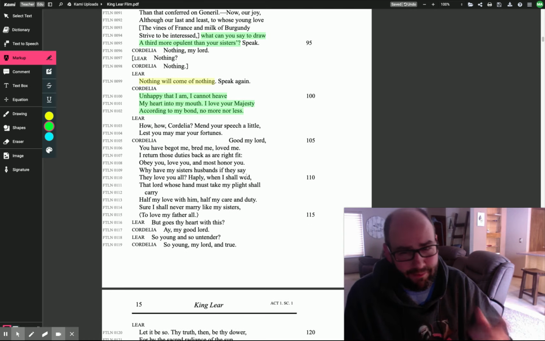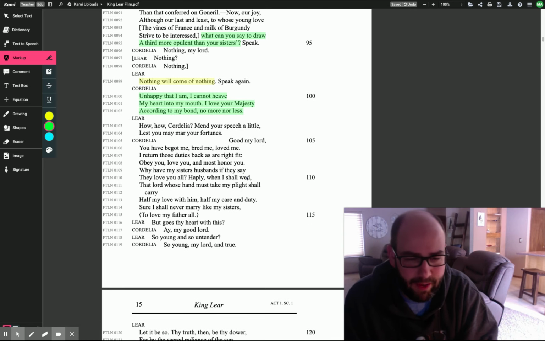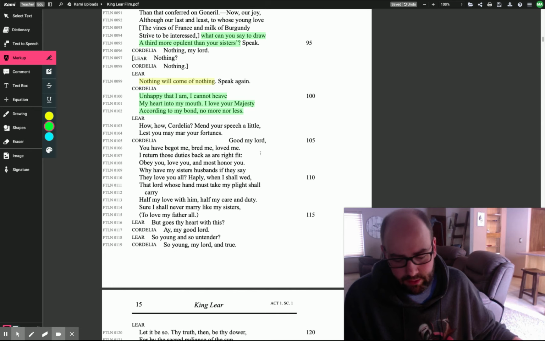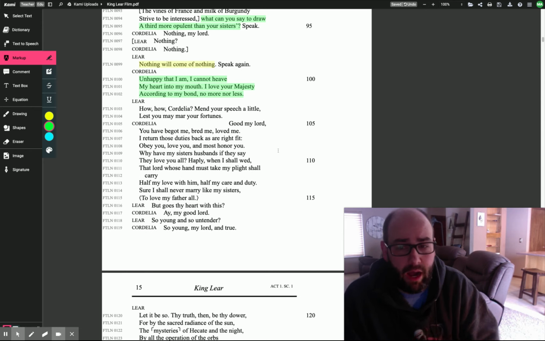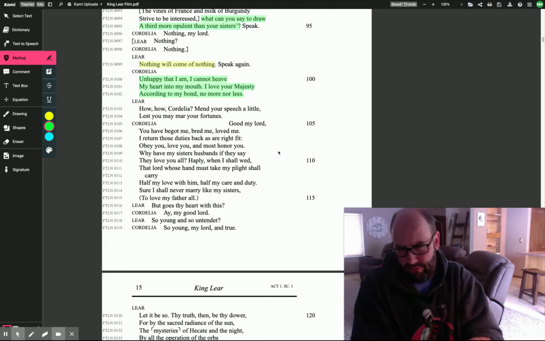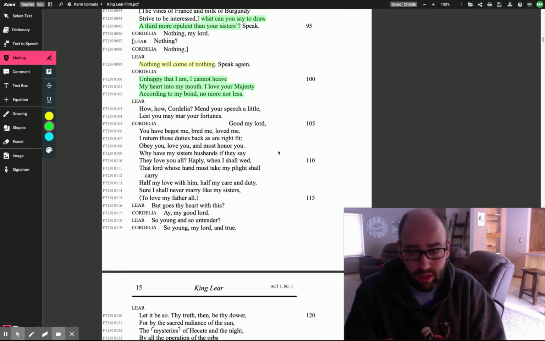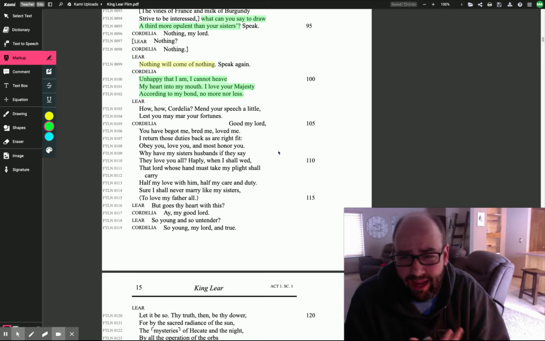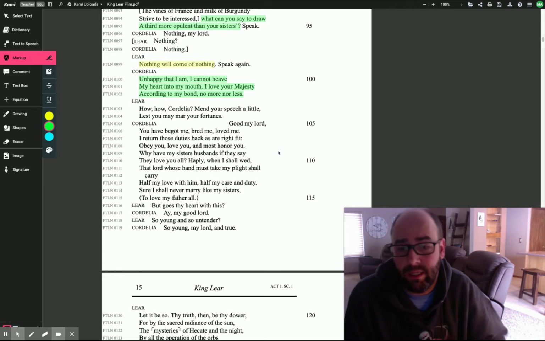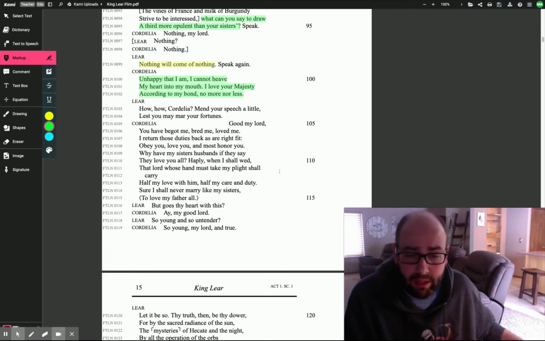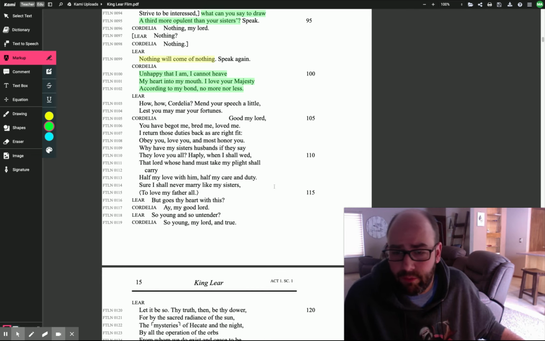How, Cordelia, mend your speech a little, lest you may mar your fortunes. Good, my lord, you have begot me, bred me, loved me. I return those duties back as are right fit. Obey you, love you, and most honor you. Why have my sisters husbands if they say they love you all? Happily, when I shall wed, that lord whose hand must take my plight shall carry half my love with him, half my care and duty. Sure, I shall never marry like my sisters to love my father all.